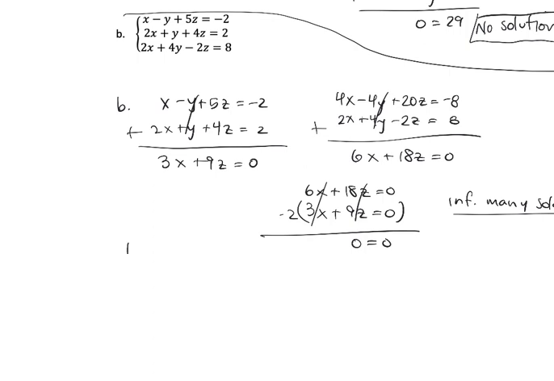So we start then to say let z equal t, and then if we use that middle equation there, 3x plus 9t equals 0, subtract the 9t, 3x equals -9t, divided by 3, x equals -3t.